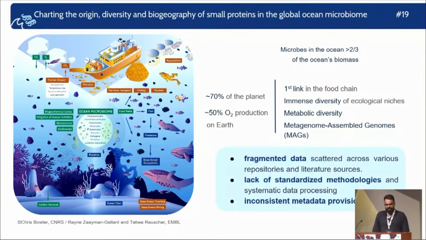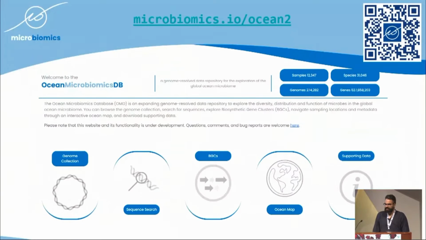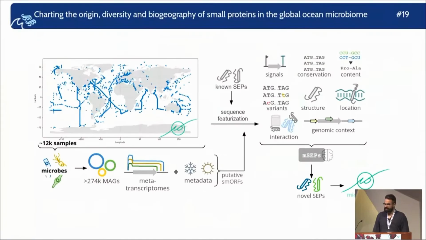One of the problems that I faced at the beginning of this fellowship was the fragmented data that you can find for this environment. So that's why I'm happy to introduce here our resource, microbiomics.io Ocean 2, which is an open source platform to navigate more than 12,000 different samples, collecting more than 300,000 different genomes from the ocean, which totals more than 5 million genes that we are searching, and this is not including small proteins. This is the next step.